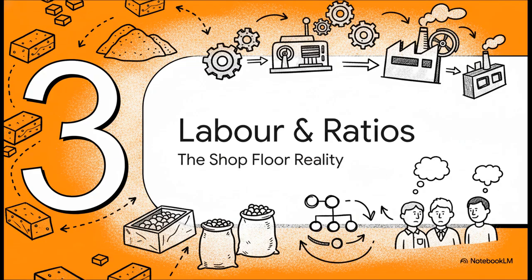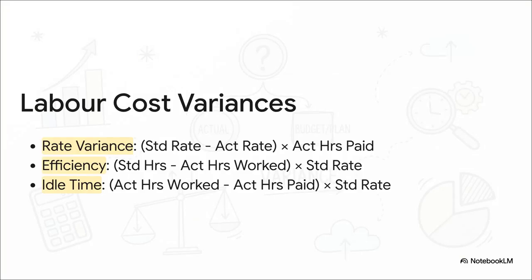Section 3. Measuring labor and ratios. The shop floor reality. Let's transition from raw materials over to the human element. Just like materials, labor has its own sub-variances, but there is a vital distinction here you absolutely cannot miss. The labor rate variance measures if we paid a different hourly rate than expected. You take the standard rate minus the actual rate and multiply it by actual hours paid. But for the efficiency variance, which measures if the team took more or less time than expected to produce the output, we take the standard hours for actual output minus actual hours worked, multiplied by the standard rate.